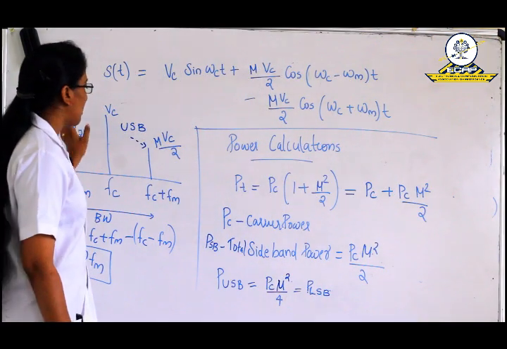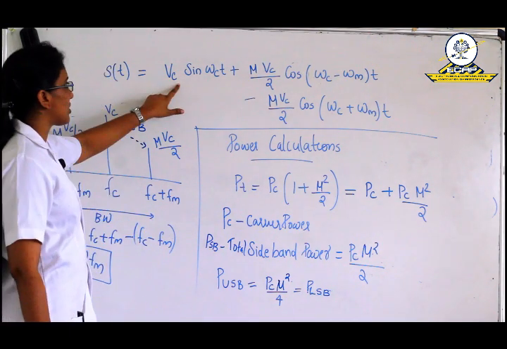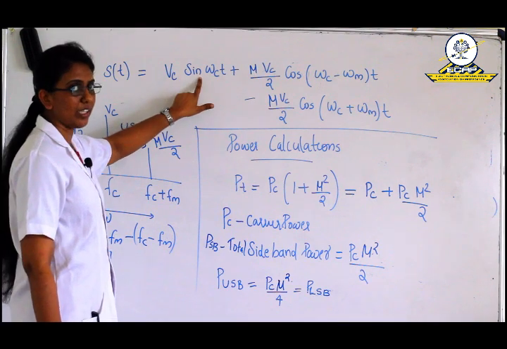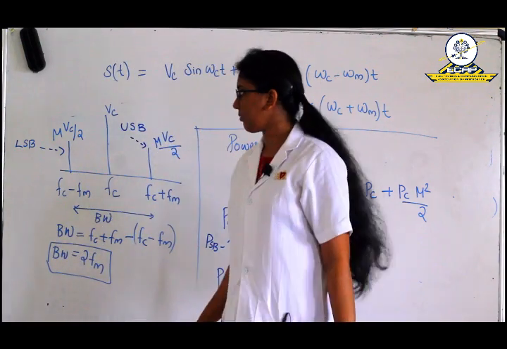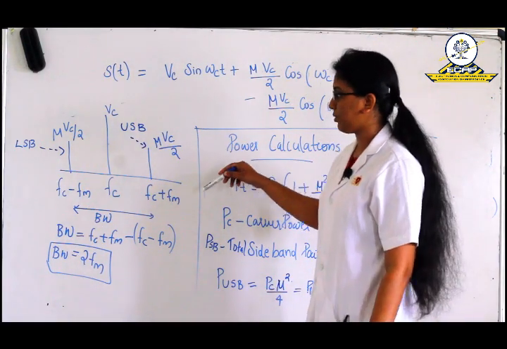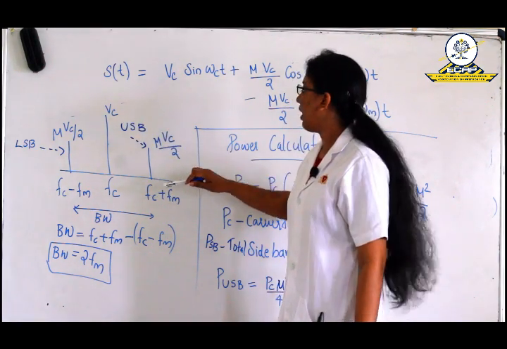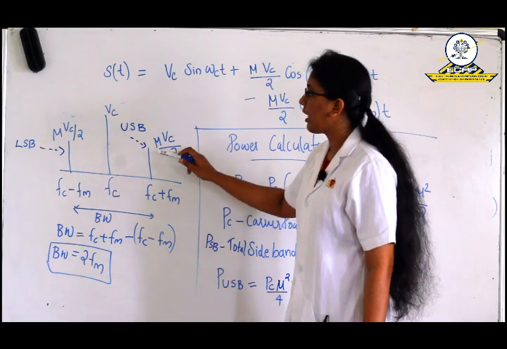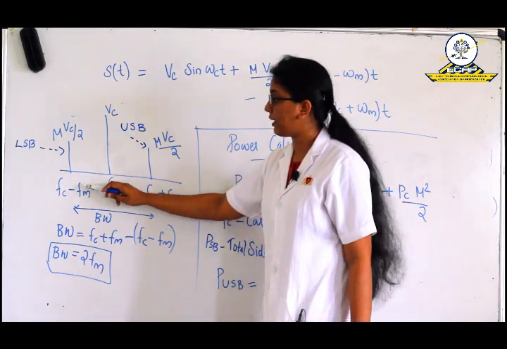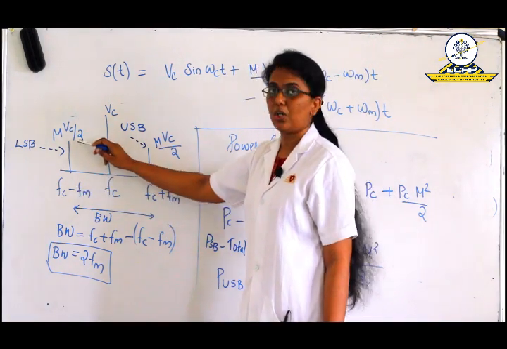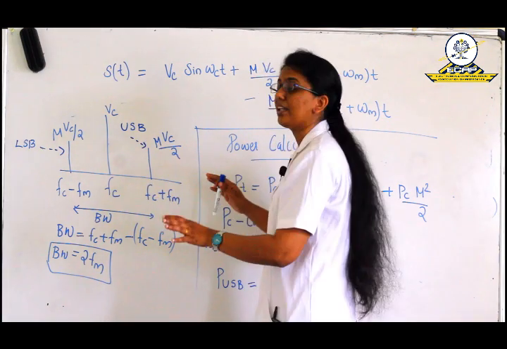Now we are going to discuss the bandwidth calculation and the power calculation of the AM signal. In this expression, we get three terms, that is total carrier, lower sideband and upper sideband. By drawing the spectrum, at frequency Fc we get the total carrier with amplitude Vc. At frequency Fc plus Fm, we get the upper sideband with amplitude mu Vc by 2. At the lower side, at frequency Fc minus Fm, we get the lower sideband with amplitude mu Vc by 2. This is the total spectrum of amplitude modulation.